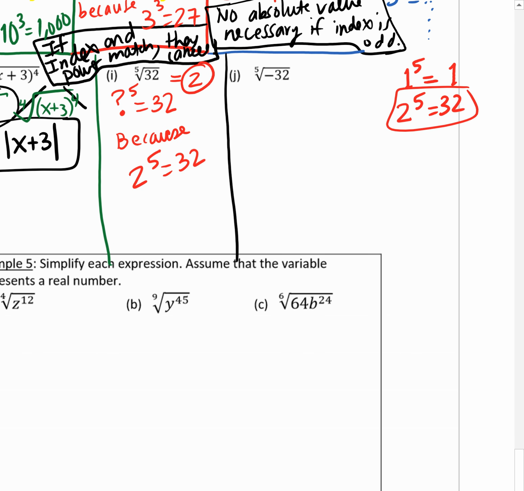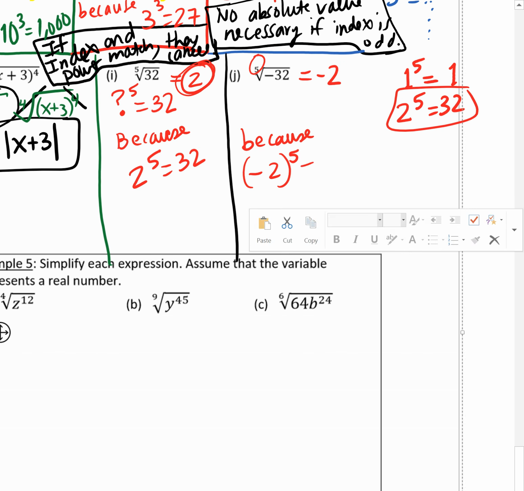The next one, okay, it's almost the same thing. It's the 5th root of a negative 32. So I'd guess it's maybe negative 2 because the last one was 2. And that is true, because negative 2, if you raise that to the power of the index, 5, you do get negative 32.